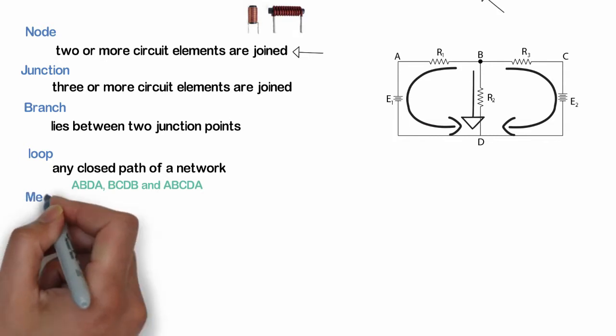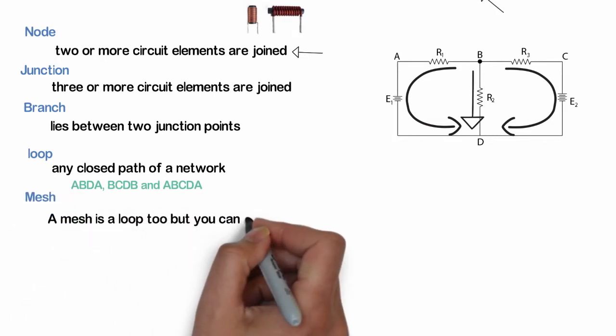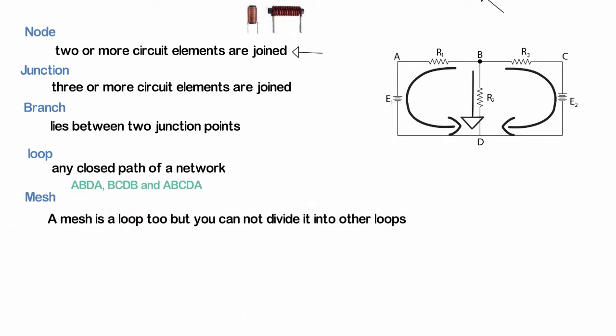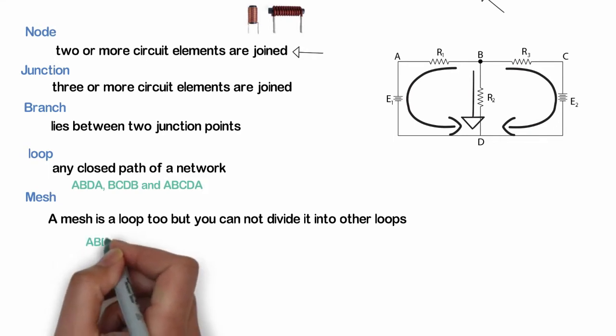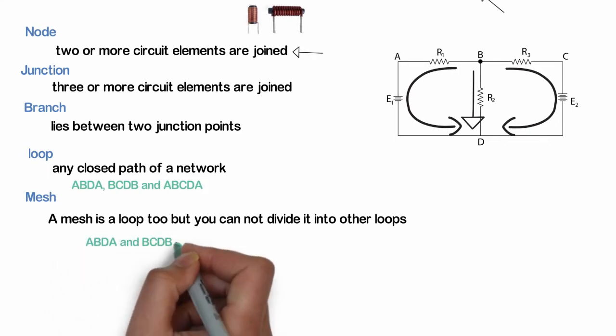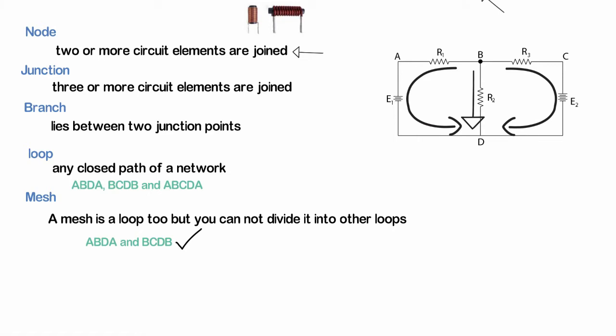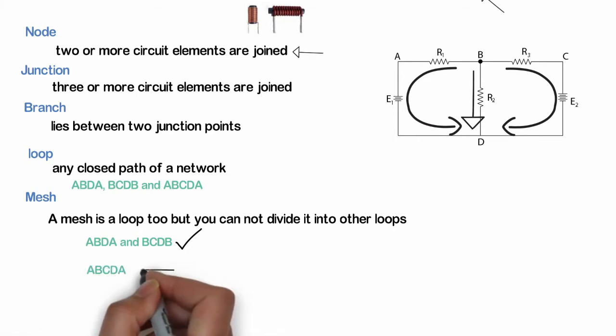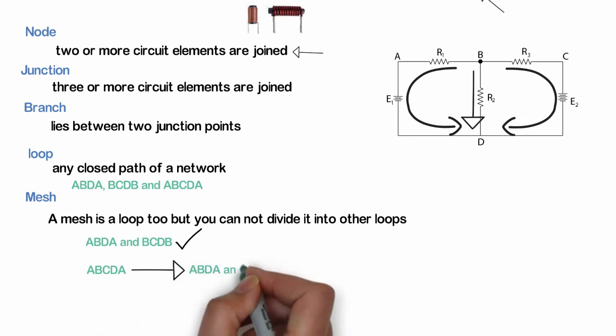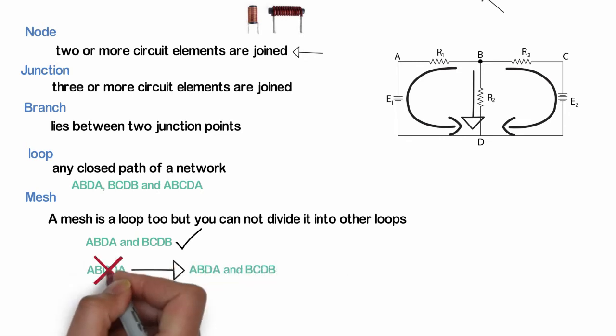And the last one is mesh. A mesh is a loop too, but you cannot divide it into other loops. In this figure, ABDA and BCDB are meshes since you cannot divide those loops into other loops, but you can divide the ABCDA loop into ABDA and BCDB. Hence, it is not a mesh.